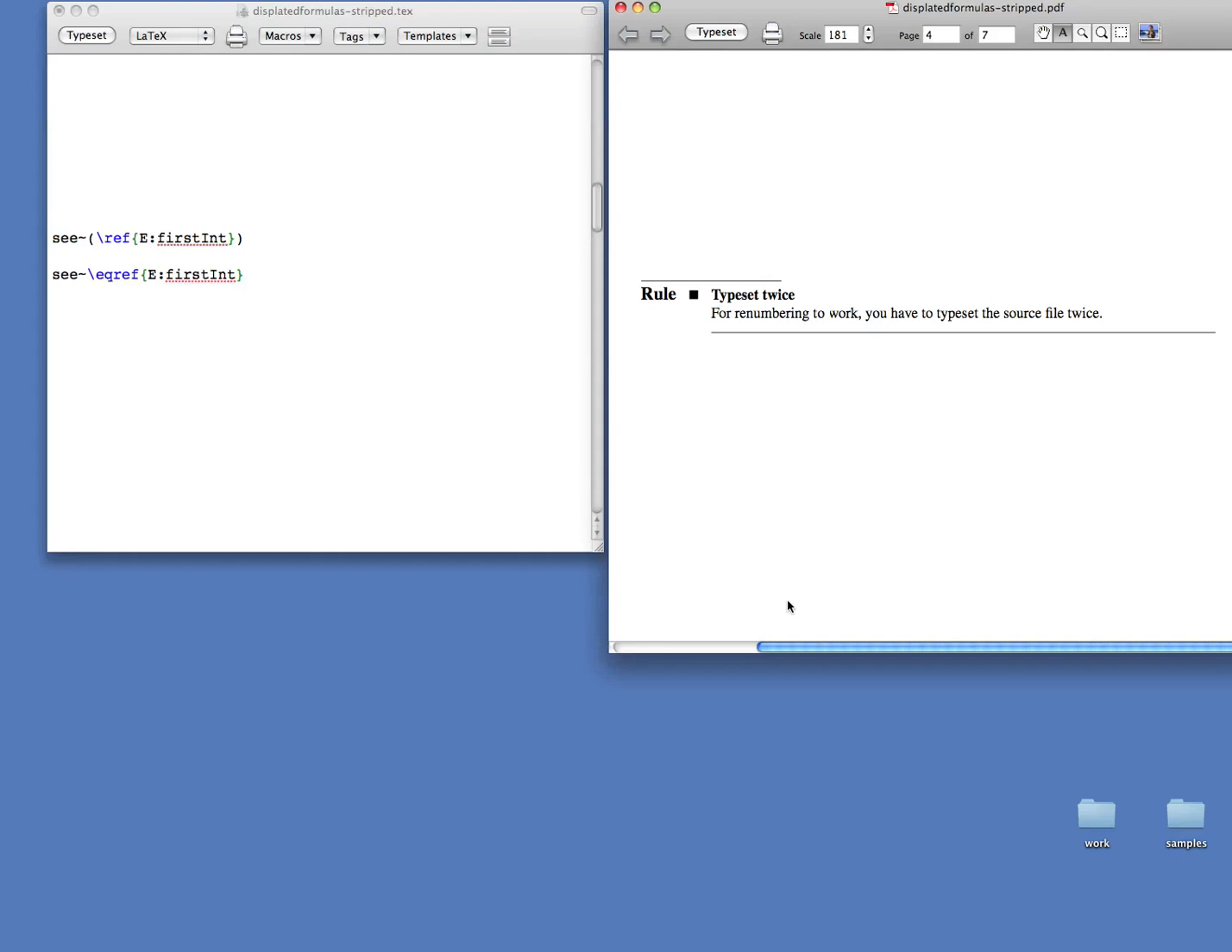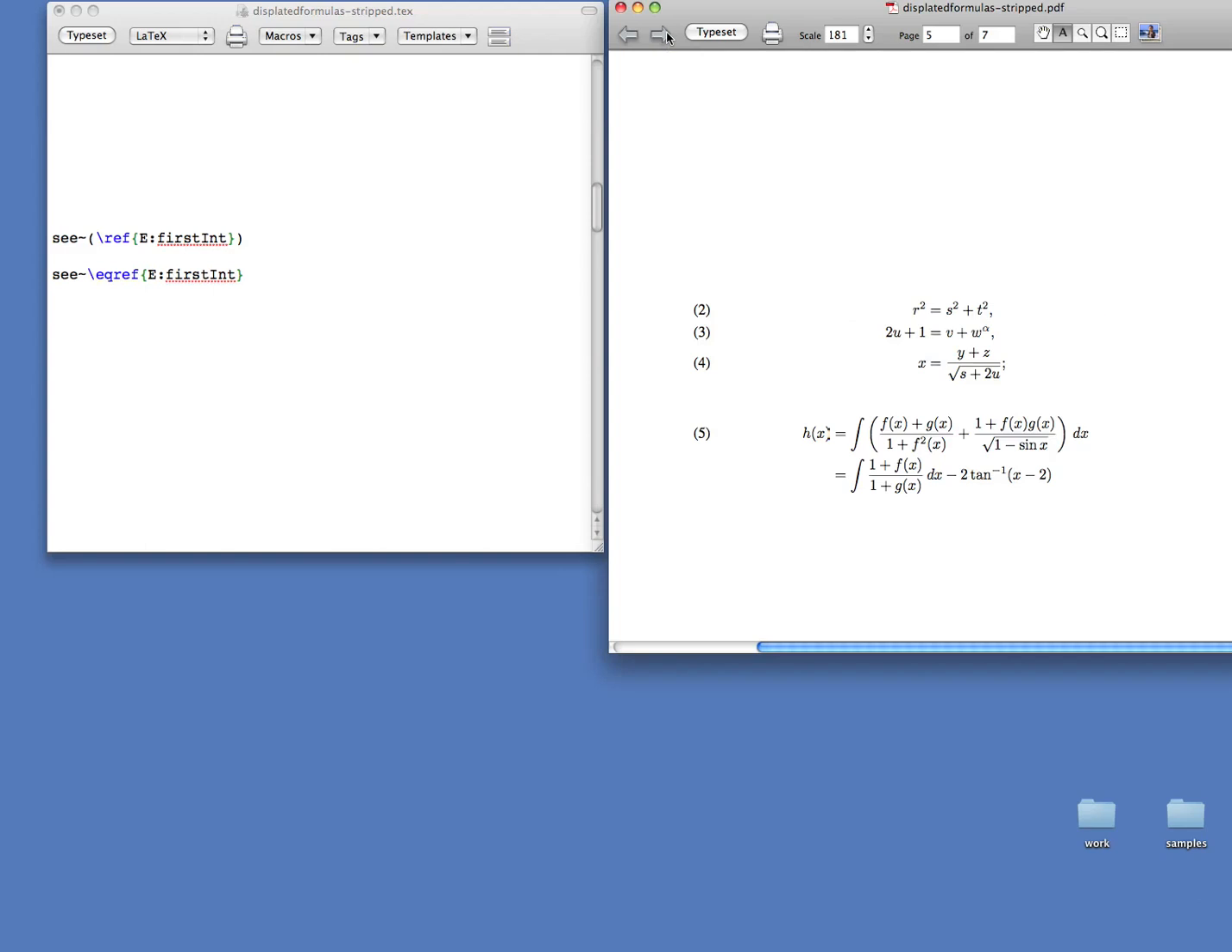There is only one rule you have to observe. Suppose that your equation was number 6 and you deleted 2 equations before it, so it will have to become number 4. You delete the 2 equations before, you typeset the thing, and it is still number 6. So remember the rule that for renumbering to work, you have to typeset the source file twice. That's a very simple rule, but if you don't remember it, you can get pretty frustrated with the result.